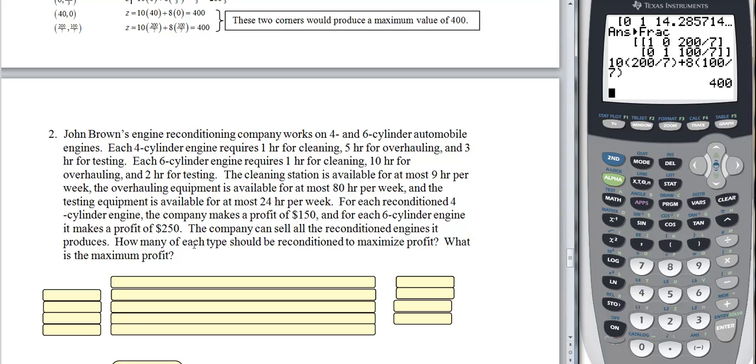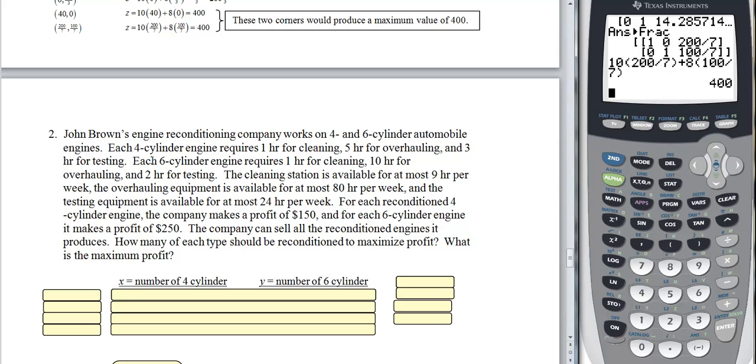Again, how many of each type? What are they referring to? They're referring to the 4- and 6-cylinder automobile engines. So that's going to be my column headings. I'm going to let X equal the number of 4-cylinder and Y equal the number of 6-cylinder.